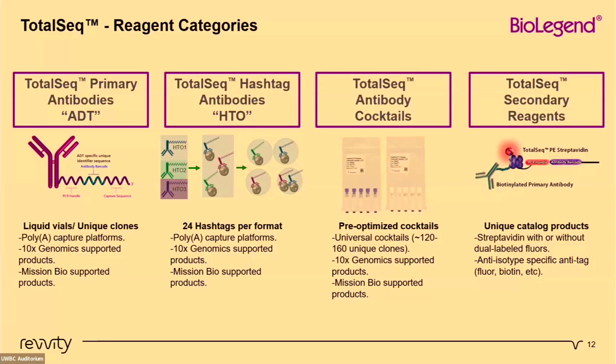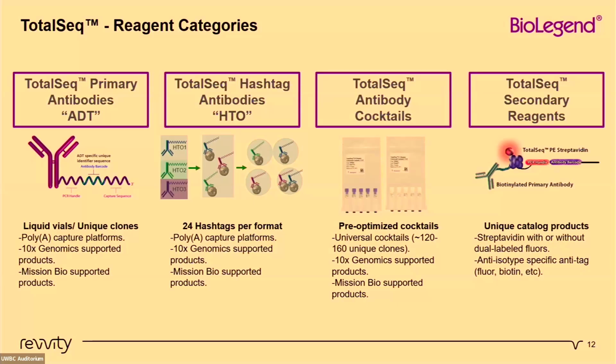Then we have our TotalSeq hashtag antibodies, or HTOs. We have 24 hashtags per format for mouse and for human. Again, we have poly-A capture platform compatible, 10x Genomics compatible, and Mission Bio compatible. And then we have our antibody cocktails, which are pre-optimized cocktails containing 100 plus clones. They've been pre-titrated and lyophilized so they can be reconstituted and used without having to do all the titration work. We have these in various formats, and the formats have differing numbers of clones, hence the range there. We have those for mouse and for human as well.